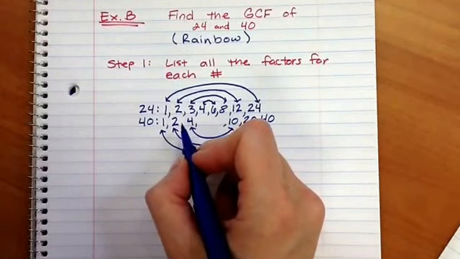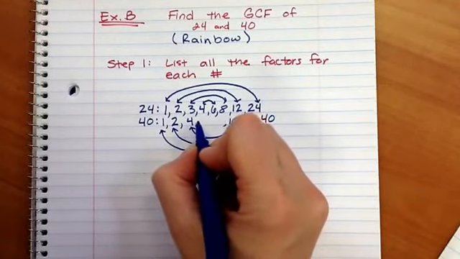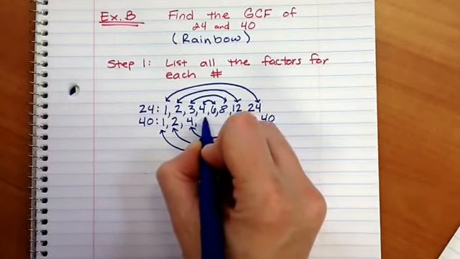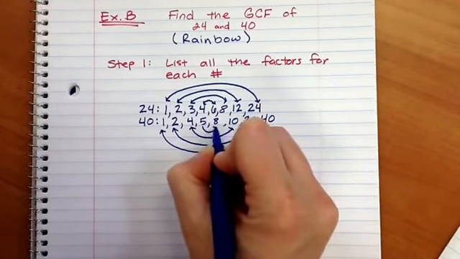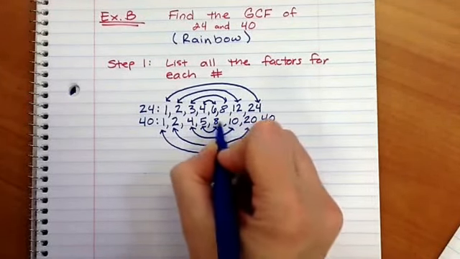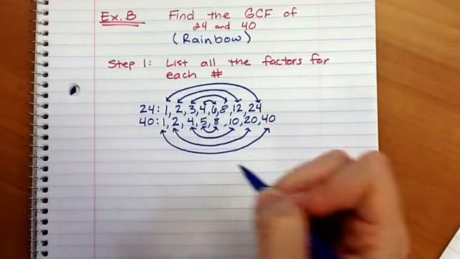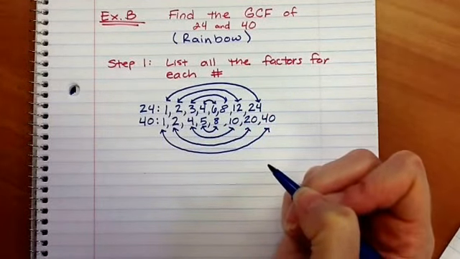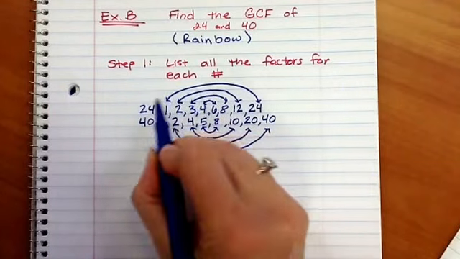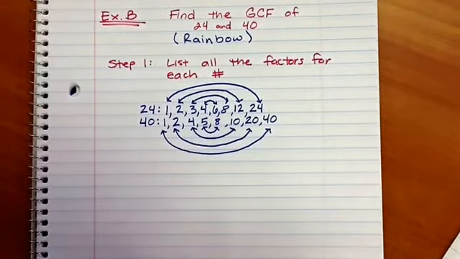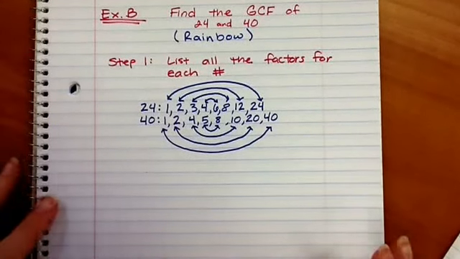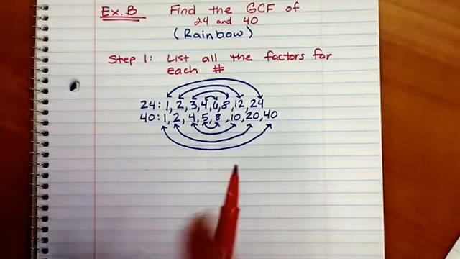And I move on to 5, and I ask myself 5 times what will give me 40. 5 times 8 gives me 40, and I create another jump. And I just check, the only number I'm missing here is 9, but 9 won't go into 40, so it's not a factor. I now have all my factors for 24 and 40 in this rainbow method. Once you have all your factors, you're ready to go on to step 2.